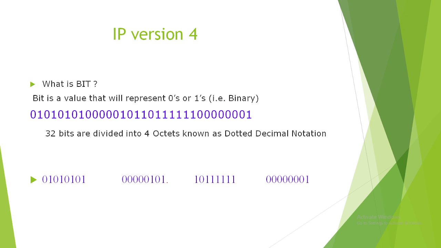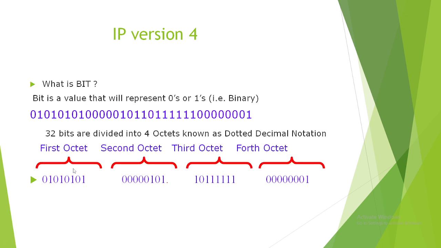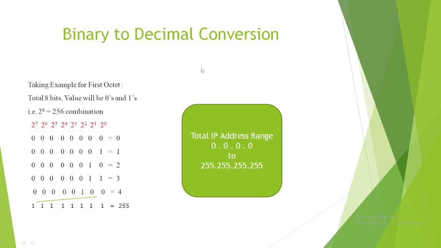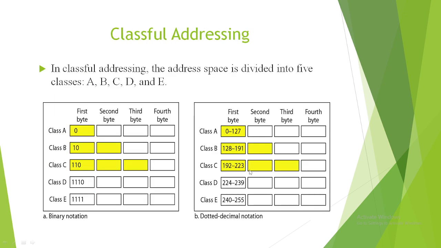So the 32 bits are divided into 4 octets, which is known as the decimal notation. This is the first octet, second octet, third octet, and fourth octet. Now the binary to decimal conversion. Taking the first octet as an example, there are a total of 8 bits, and the values will be zeros and ones. That is 2 power 8, 256 combinations. The total IP address range is 0.0.0.0 to 255.255.255.255.